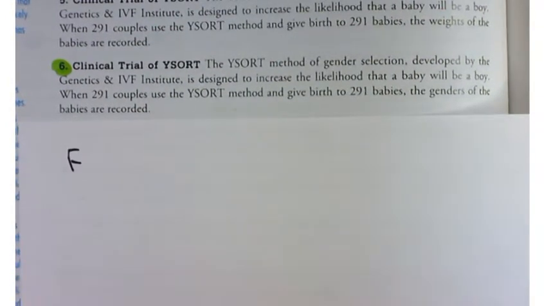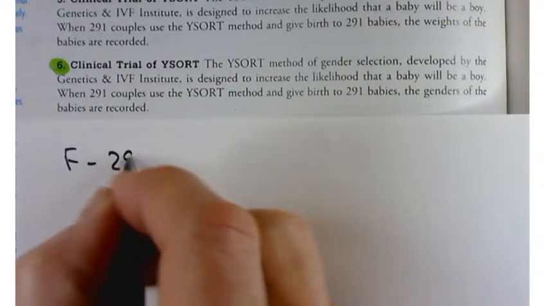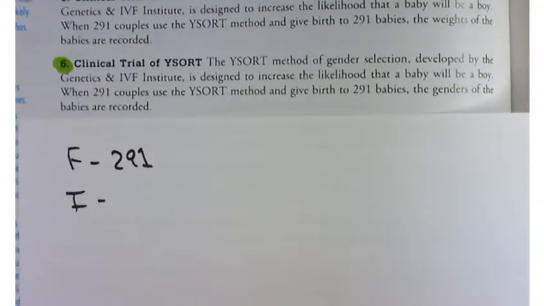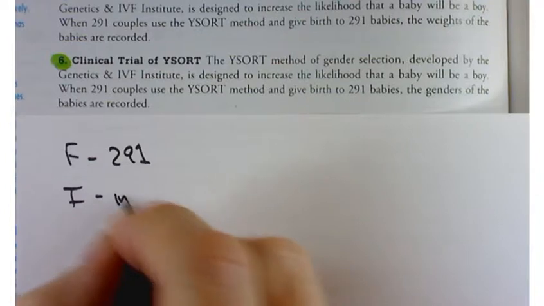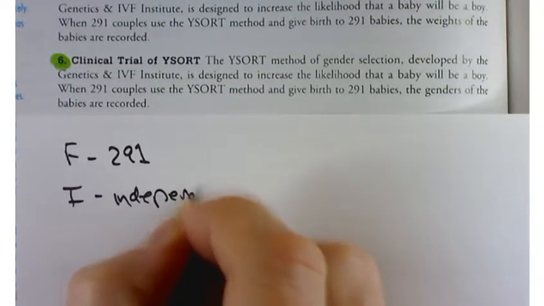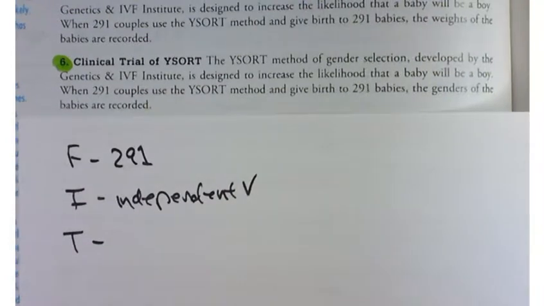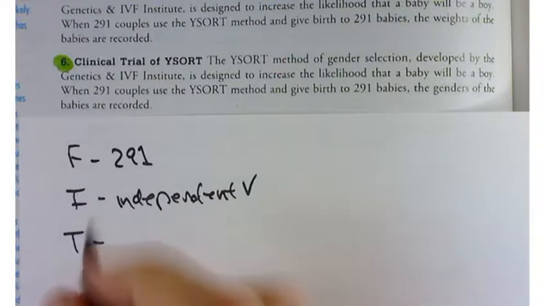Is there a fixed number of trials? Yes, 291. Are the trials independent? Yeah. Baby of couple 1 and the baby of couple 2, their gender is going to be independent. 2 outcomes? Boy or girl? Yes.